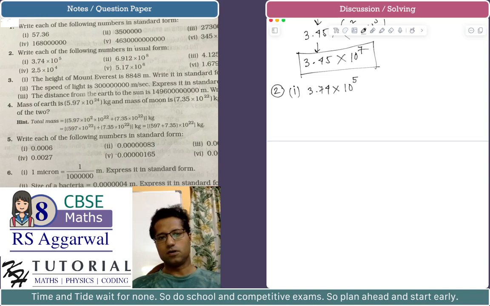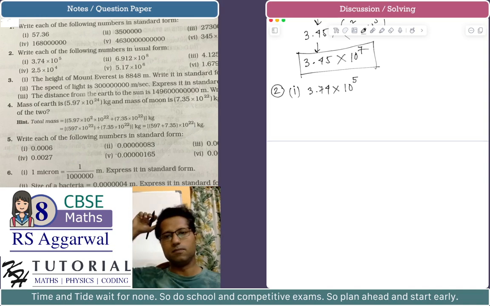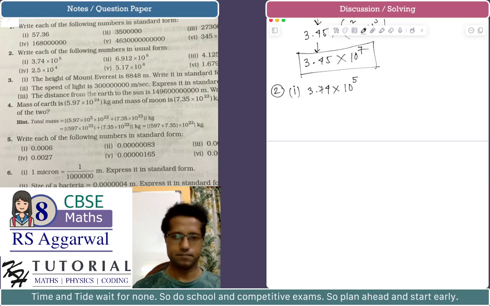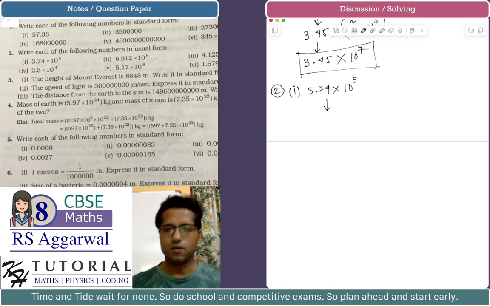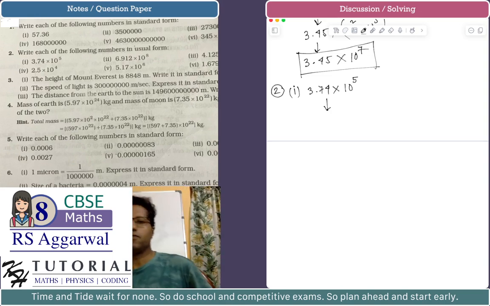Now the concept you will apply is from the concept of decimal numbers, that is when you multiply a decimal number with a power of 10. You have possibly learned this in class 7. In class 7 you have learned how to multiply decimal numbers, and one such case was to multiply a decimal with a power of 10. So you have 10 to the power 5. When I multiply 3.74 with 10 to the power 5, I have to shift the decimal point 5 places.